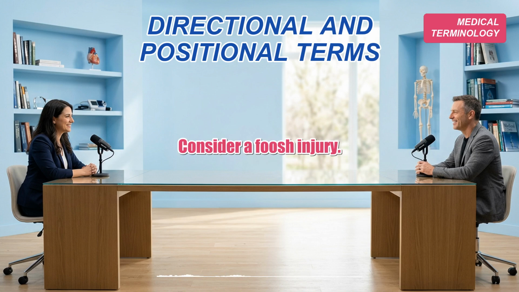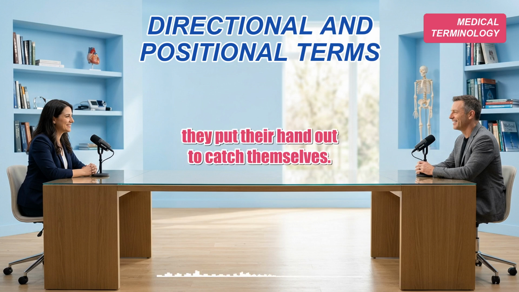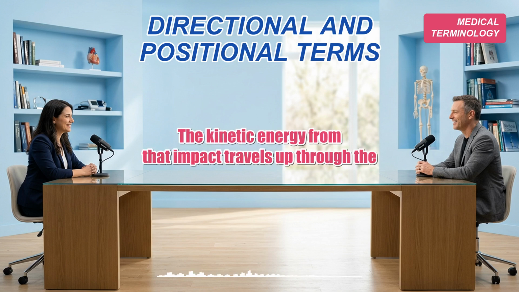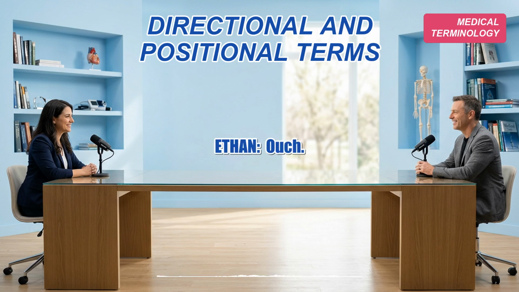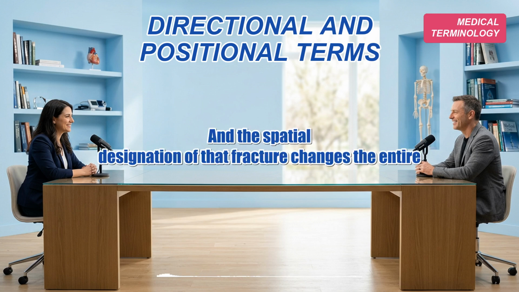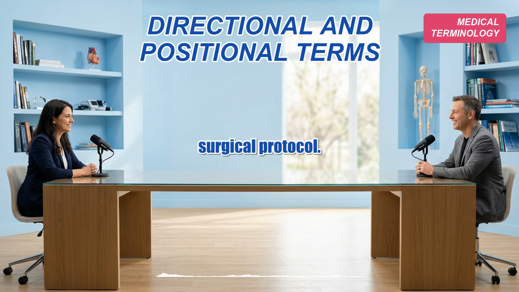Consider a FOOSH injury. FOOSH. Fall on outstretched hand, right? Exactly. Someone trips, they put their hand out to catch themselves. The kinetic energy from that impact travels up through the carpal bones in the wrist, and it frequently shatters the radius. Ouch. And the spatial designation of that fracture changes the entire surgical protocol.